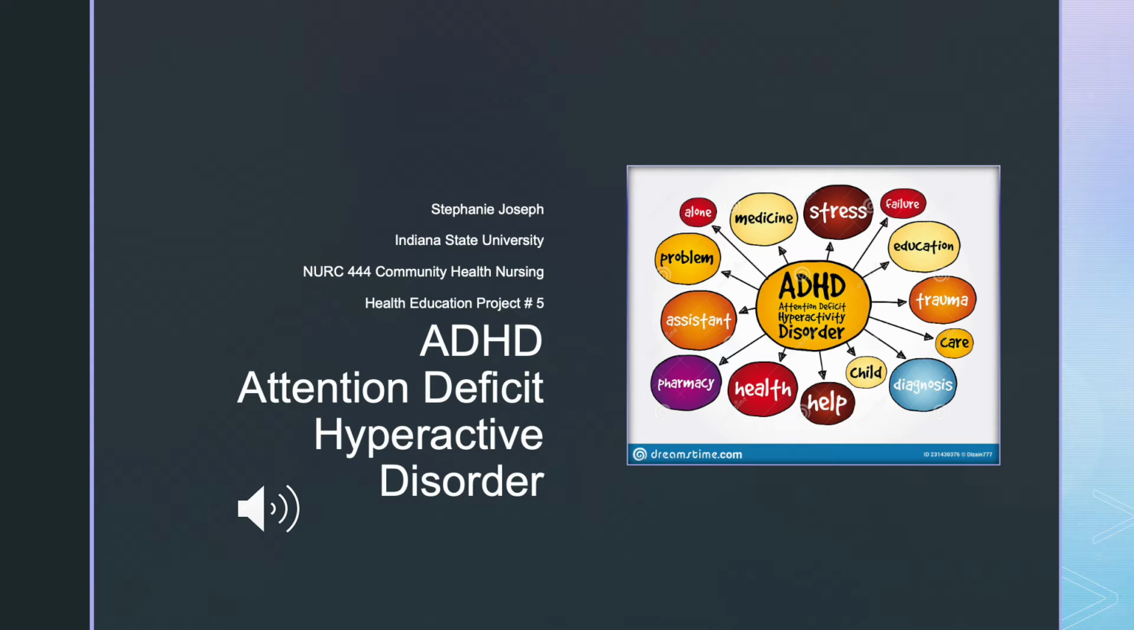ADHD, Attention Deficit Hyperactive Disorder, by Stephanie Joseph of Indiana State University, Nursing 444, Community Health Nursing, Health Education Project Number 5.